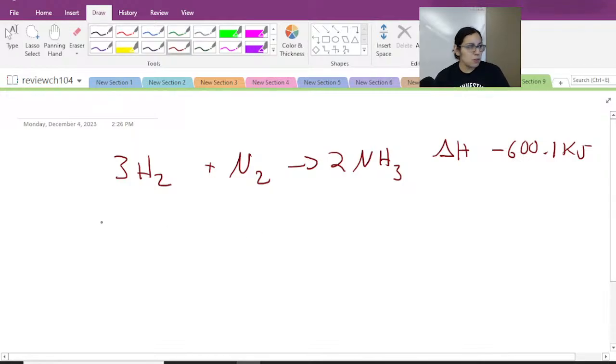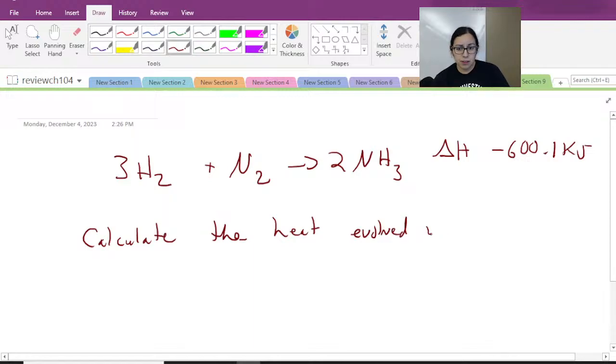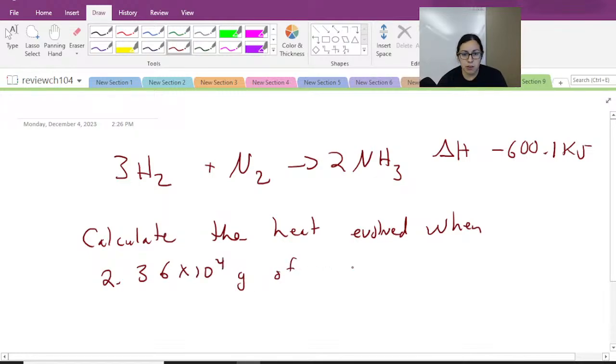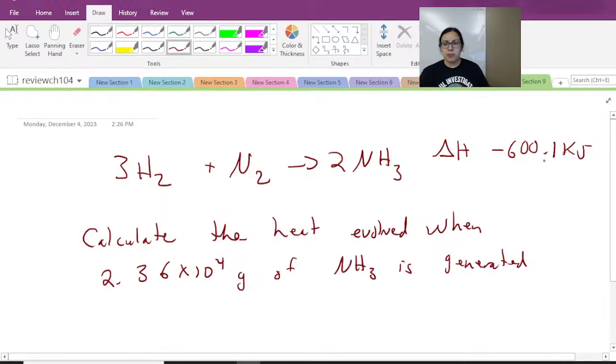Now the question will read: calculate the heat evolved when 2.36 times 10 to the 4th grams of ammonia is generated. So think again about what this statement is telling us. I gave you a hint that it's that molar amount. So what would you have to do to figure this out? Then we'll go over it.